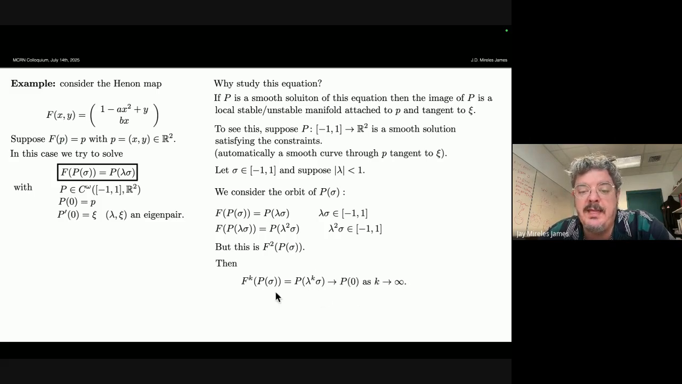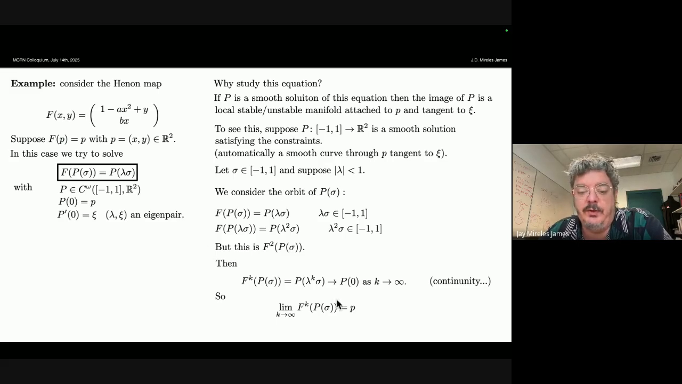As long as P is, say, even continuous, and we're really looking for a smooth solution, then in the limit as k goes to infinity, I can take the limit inside. I know this limit goes to 0, and I know that P of 0 is my fixed point. So it means that orbits on the image of P really do accumulate to the fixed point. Okay, so a P solving this equation really is a parameterization of a local invariant manifold.